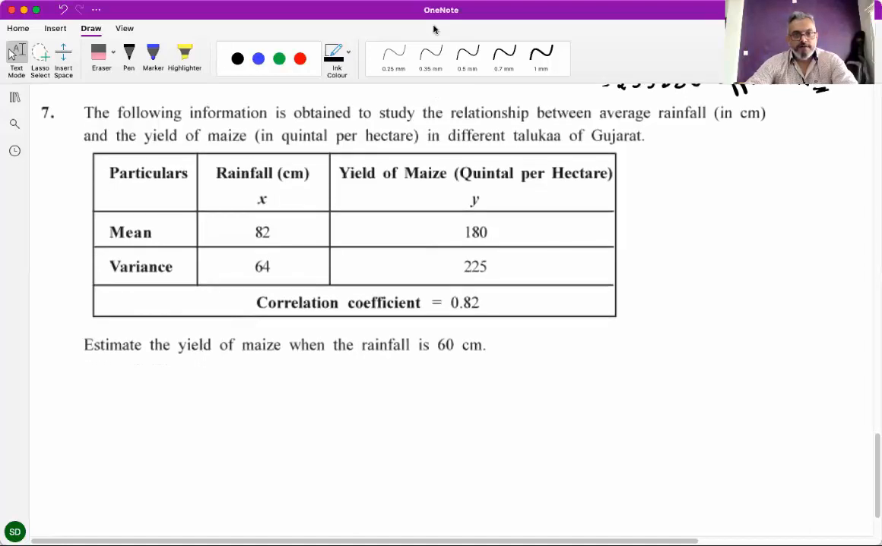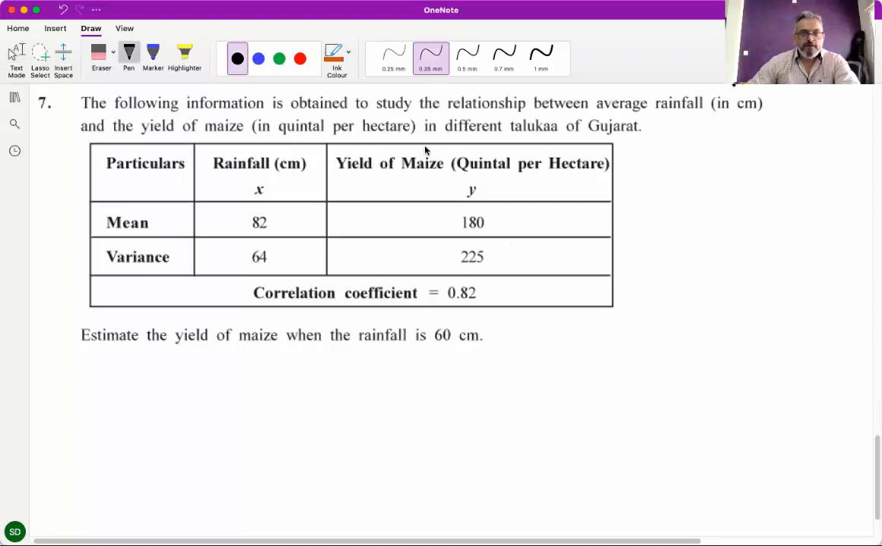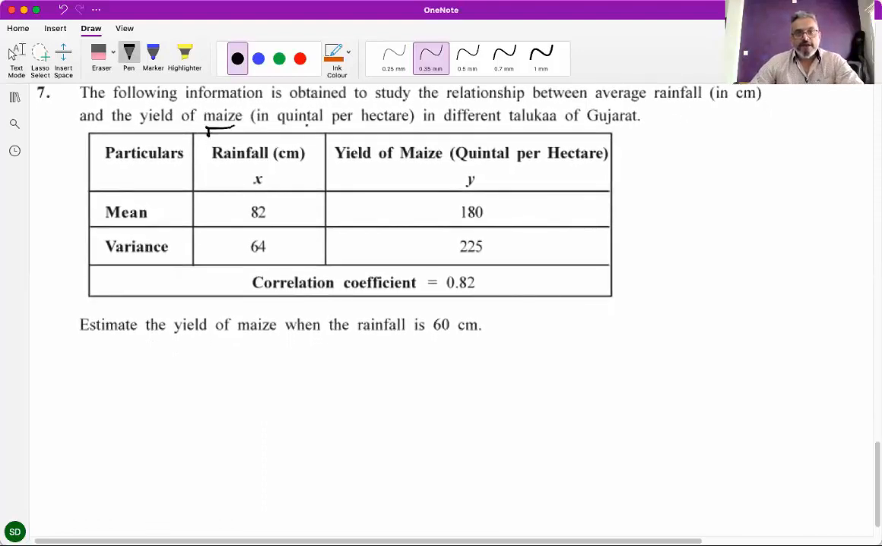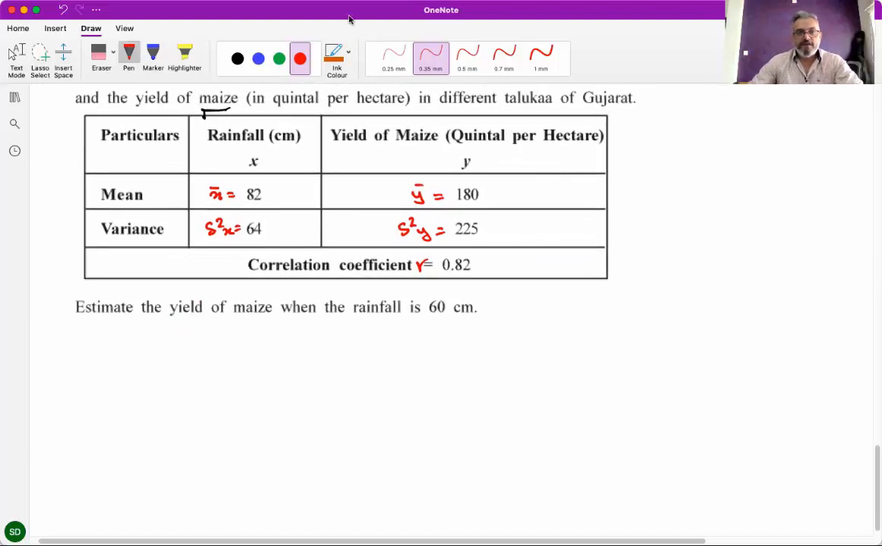Exercise 3.2, question number 7. The following information is obtained to study the relationship between average rainfall and the yield of maize in quintal per hectare in different taluka of Gujarat. Particulars: rainfall, yield of maize. Now mean for x. So here you write x bar is equal to 82, y bar is equal to 180. Variance is given. So s square x is equal to 64 and s square y is equal to 225. And correlation coefficient r is equal to 0.82. Estimate the yield of maize when rainfall is 60 centimeter.